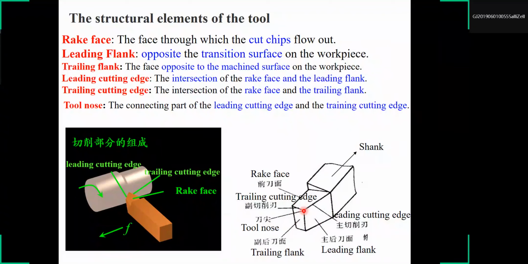You said there are two faces, but I see only the rake face. Which one is the other face? Can you write your question on the table? Okay. If you have any question, you can. Okay, no problem. Thanks.